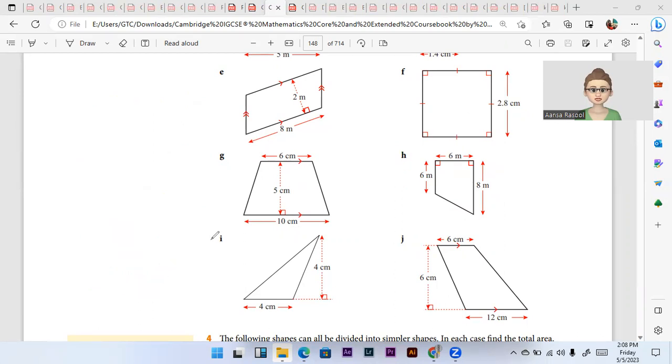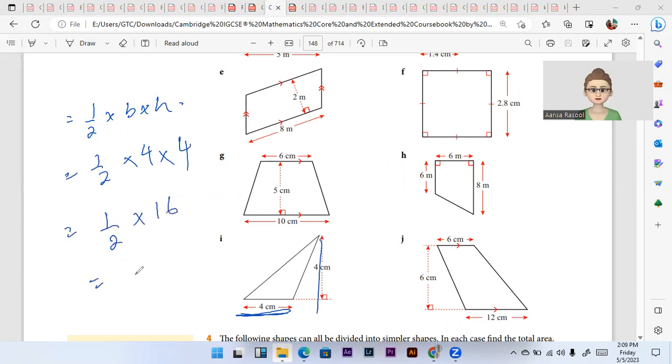Our next shape is a triangle. So the area of a triangle is half into base into height. The base is basically 4, as you can see over here. Oh sorry, it's 4. And the height is also 4. So it's 4 into 4, which is 16. So the area is 8 centimeter square.